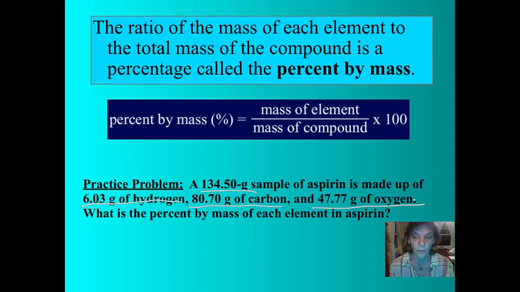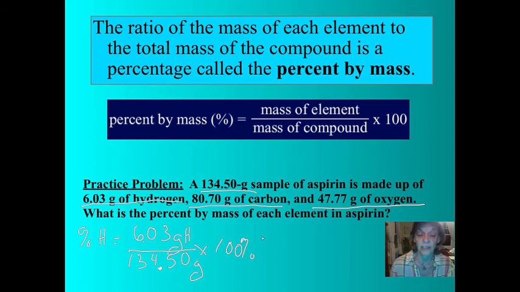Okay, I'll walk you through one. So if we want the percent hydrogen, we're going to take 6.03 grams of hydrogen and divide it by the mass of the whole compound. In this case, it was 134.50 grams. So you divide that out, multiply it by 100%, and that would give you the percentage of hydrogen in that sample. So go ahead and calculate that out. Try the percent of carbon, the percent of oxygen, and I'll wait.